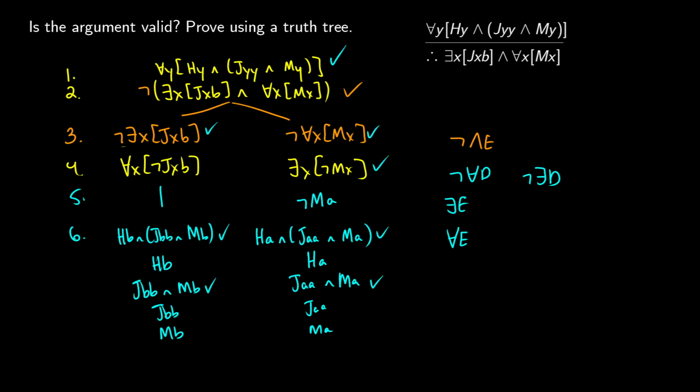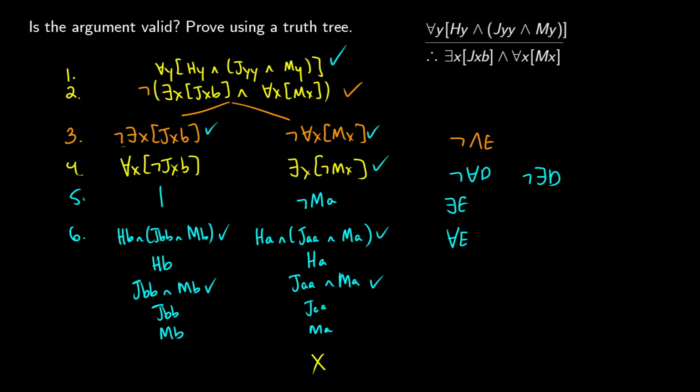Okay, so everything on the right side is complete, and we get our contradiction finally. We get MA and not MA, so our right side is closed. But on our left side, we still haven't had closure yet. We still have for all x not JXB to do.